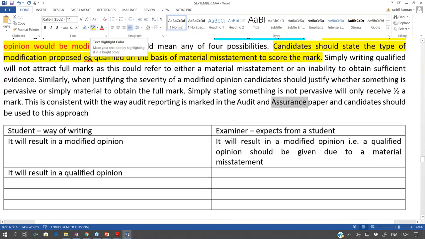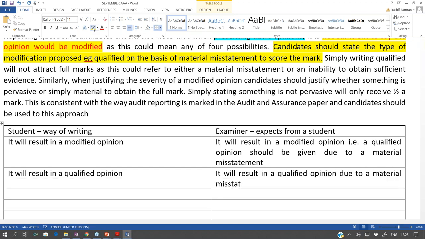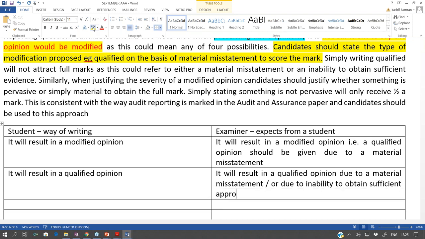Examiner says no, you should write it this way: it will result in a qualified opinion due to a material misstatement, or due to inability to obtain sufficient appropriate audit evidence. Okay, now give me quick answers, right?